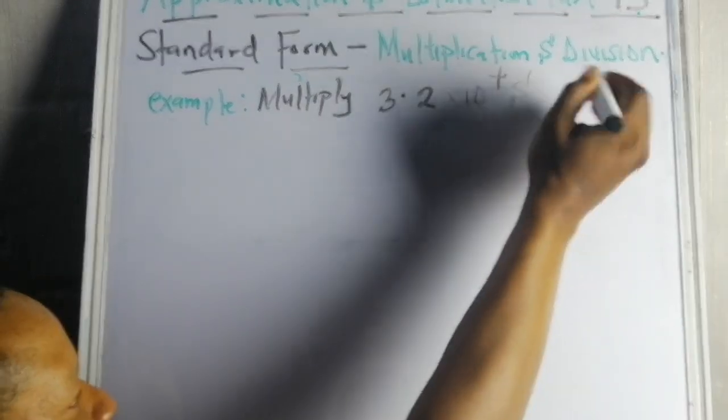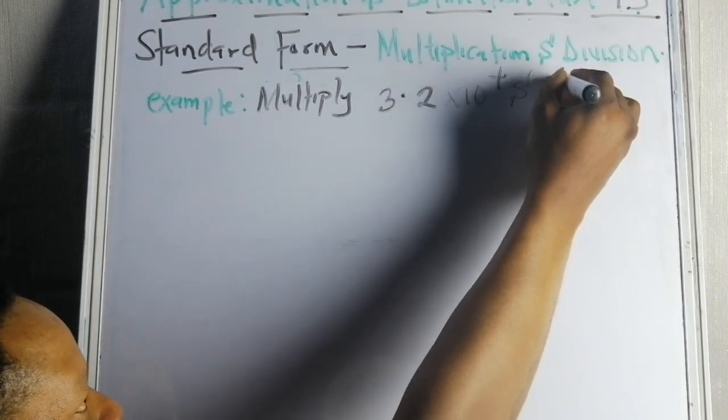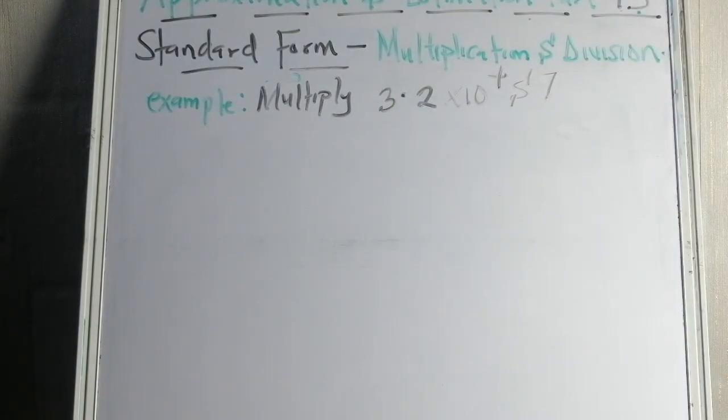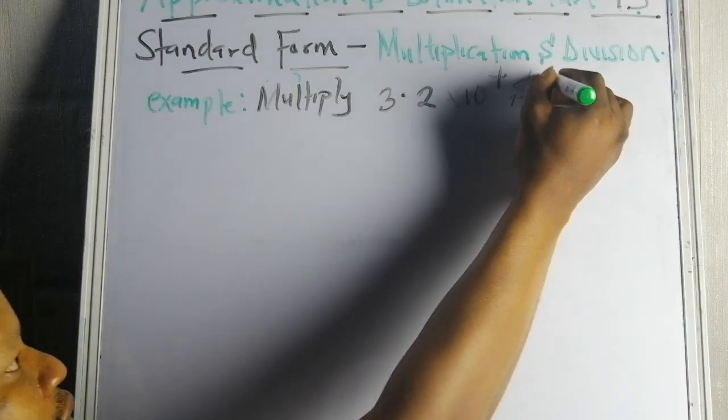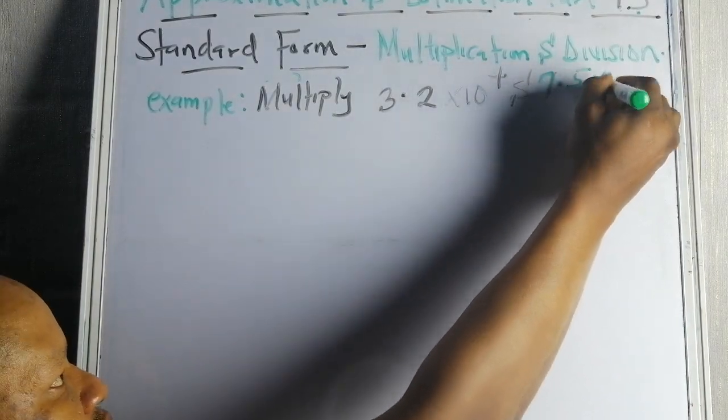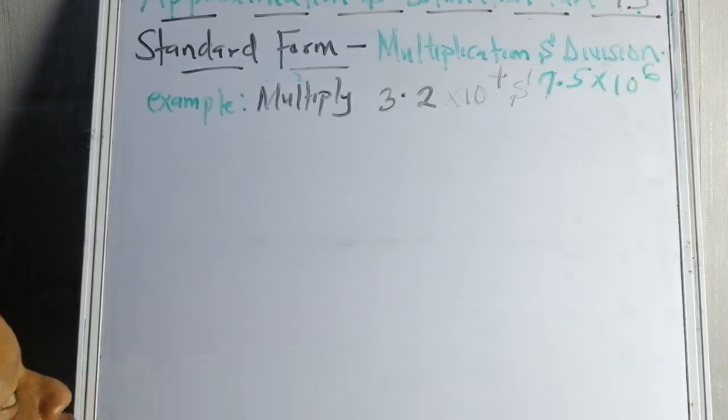Let me just say 7.5 times 10 raised to power 6. So let's assume you're asked to multiply 3.2 times 10 raised to power 4 and 7.5 times 10 raised to power 6. How do you do it without calculator?